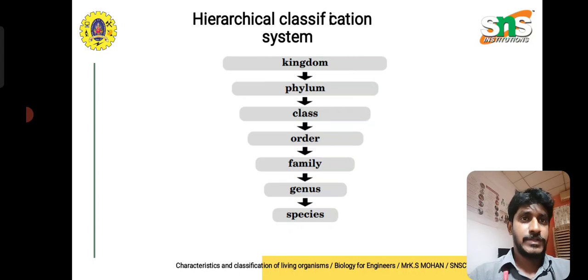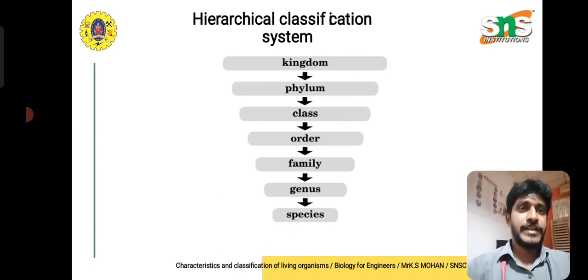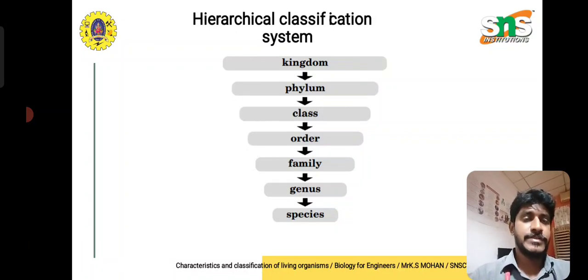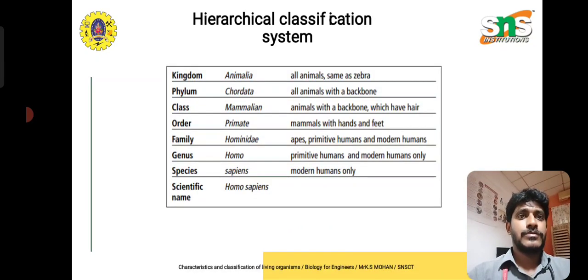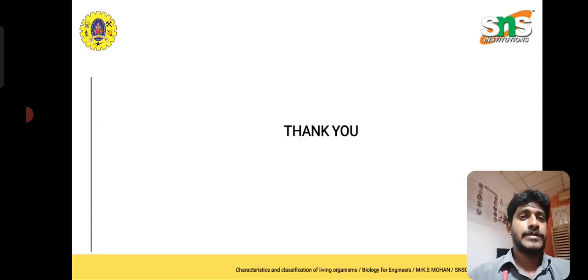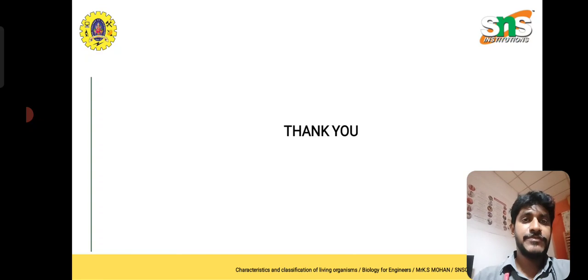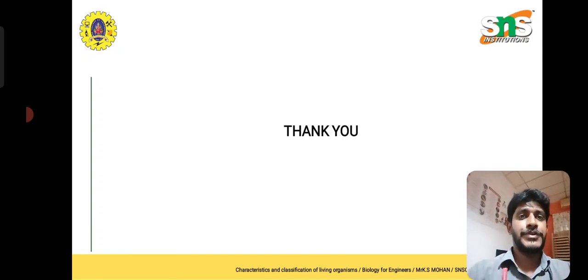The hierarchical classification is listed here. We have already discussed about 7 levels: kingdom, phylum, class, order, family, genus, and species, which is the last. These are the classifications of living organisms. This is about the characteristics and classification of living organisms in Biology for Engineers. This is the introduction part, and the characteristics of life come under the introduction.